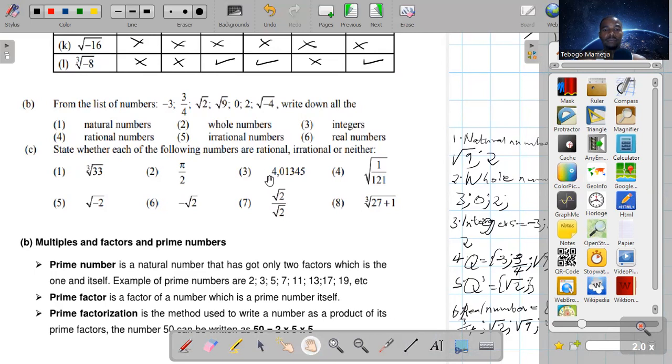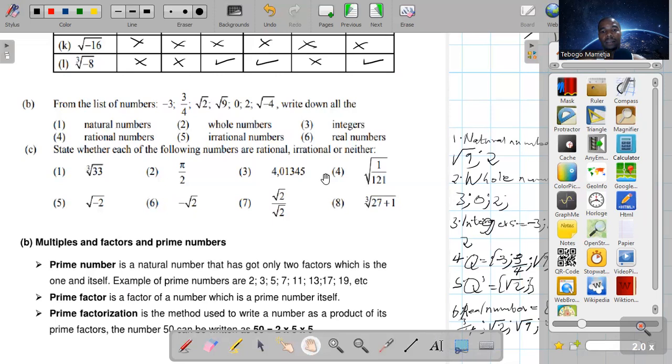So the next number, number 3, is 4,012,354. So that number is a terminating decimal. So terminating decimals are rational numbers. So the next one is number 4.